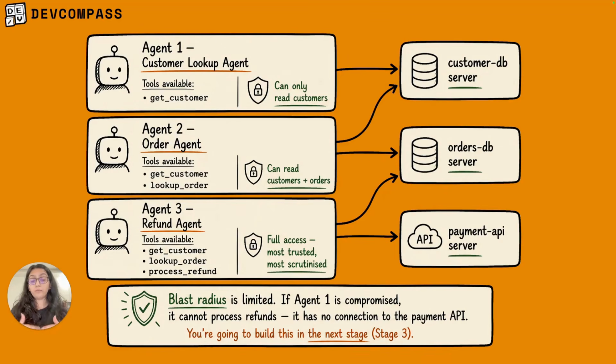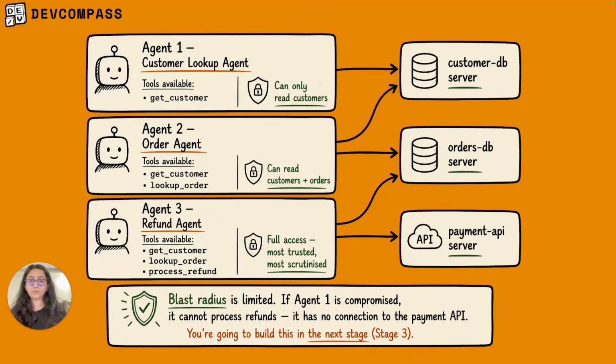Now we talk about blast radius. That's the term for what happens if an agent is compromised through a malicious user input, a prompt injection attack embedded in a tool result, or a bug in the agent code. If agent 1 is compromised, the attacker has access to only customer records. That's bad. But they cannot process refunds because agent 1 has no connection to the payment API. The damage is bounded by the tools that the agent can reach. So blast radius is limited.